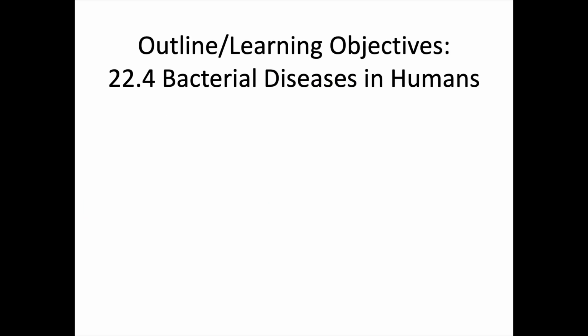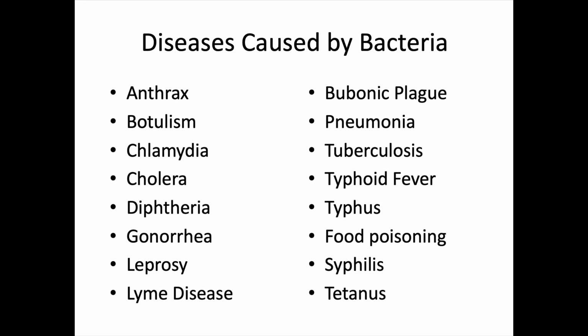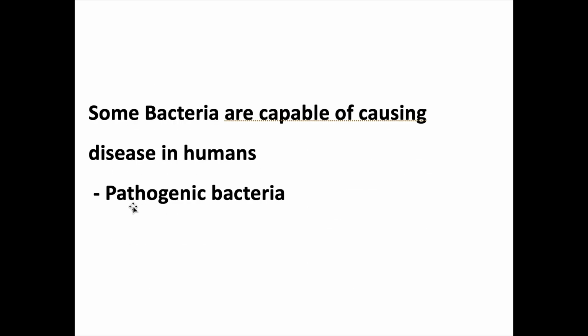Okay, now we're to talk about bacterial diseases in humans. There are a bunch of bacteria that can cause disease in humans. We call these pathogenic bacteria. I'm not going to make you memorize this, but these are some of the ones that we can call out here. Anthrax, botulism, I'm not going to read them all, but there are lots of diseases that are caused by bacteria. And again, the important thing here is that we call them pathogenic bacteria.